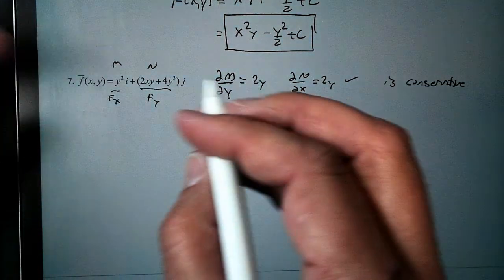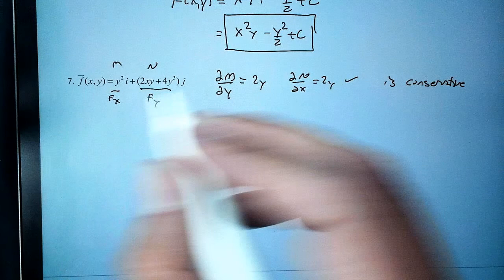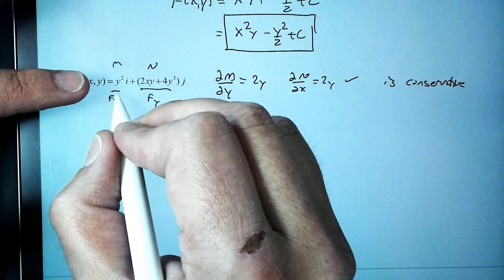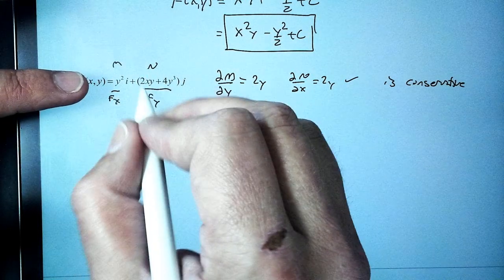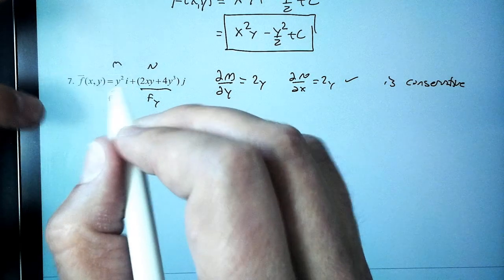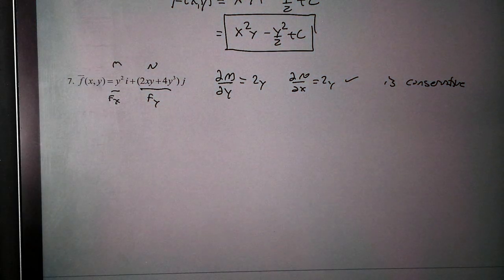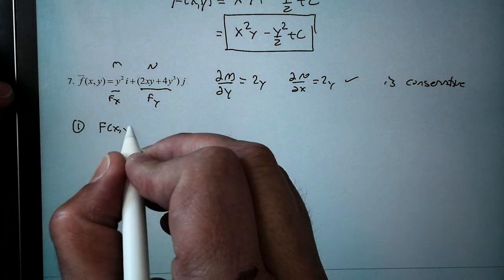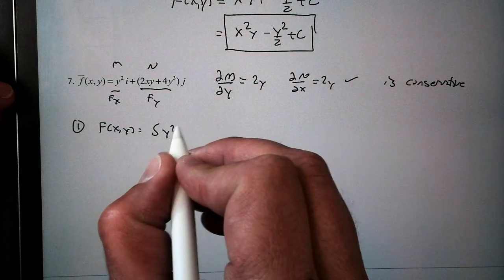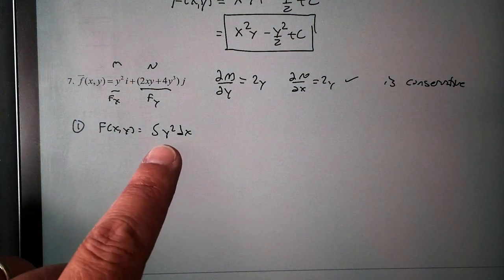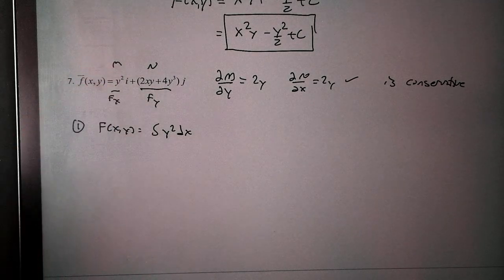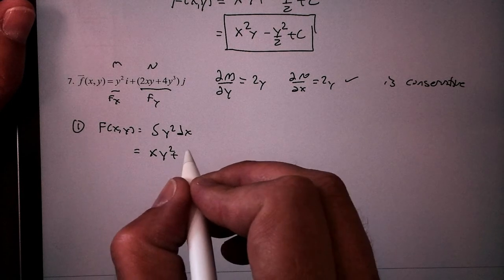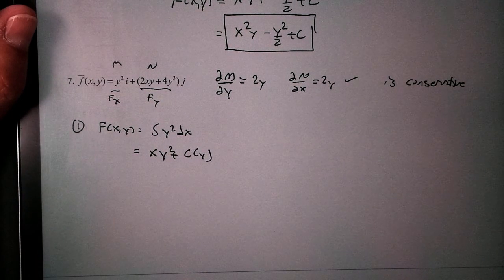So once we know it's conservative, now we can, of course, integrate. So let's go ahead and do that. Which one would you prefer to pick? Well, you have to pick one of them. And if I look here, honestly, this just looks easier to integrate with respect to x than this one does with respect to y. So I'm going to pick my y squared one. It doesn't matter which one you pick. You're going to get the same answer in the end. So step one, I am going to find my potential function, I'm going to integrate y squared with respect to x, and that's going to give us xy squared plus my constant with respect to y, c of y.